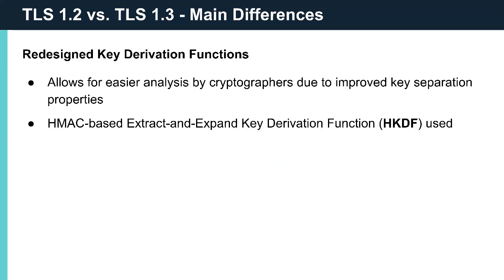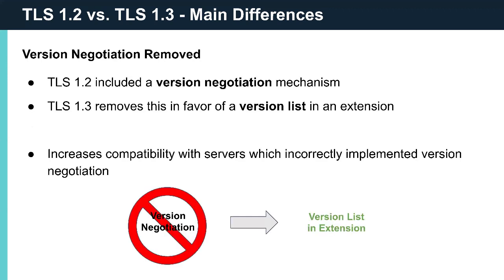There were redesigned key derivation functions to allow easier analysis by cryptographers due to improved key separation properties. It uses HKDF, which is an HMAC-based extract-and-expand key derivation function. Version negotiation was removed. TLS 1.2 and before included a version negotiation mechanism, and TLS 1.3 now moves that into a version list, which shows up in an extension. This increases compatibility with servers that incorrectly implemented the previous older version negotiation.